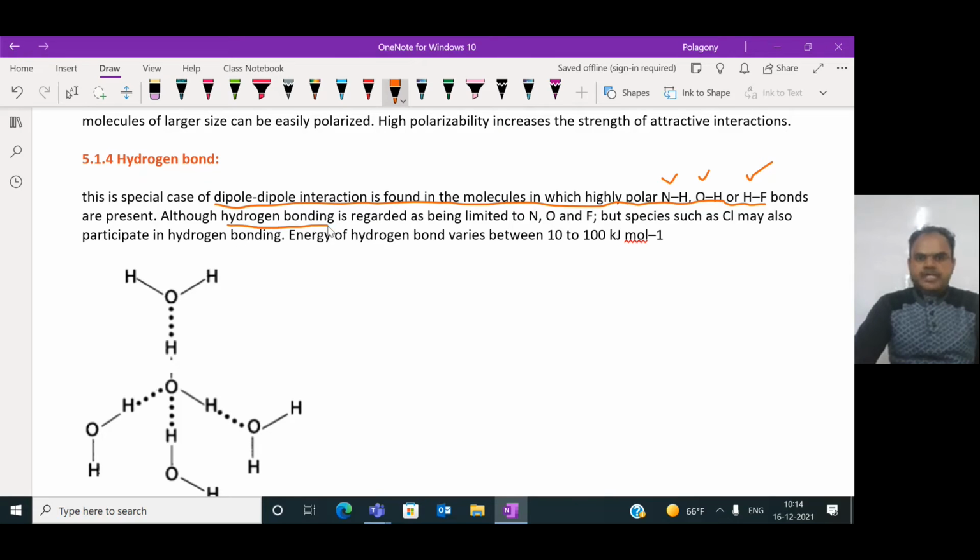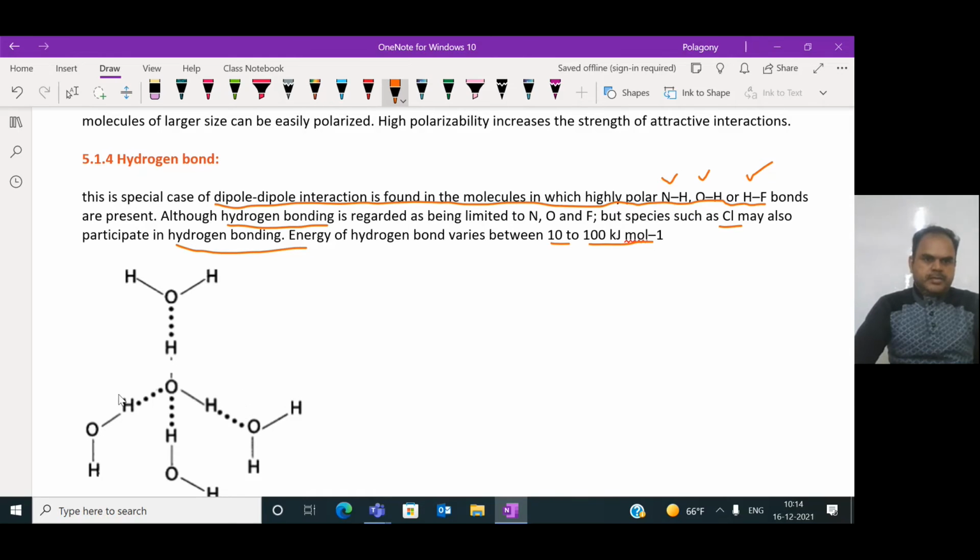And this hydrogen bonding is also an attraction force between hydrogen and the most electronegative species: nitrogen, oxygen, fluorine, and even chlorine also. And the hydrogen bond energy varies from 10 kilojoules to 100 kilojoules per mole.